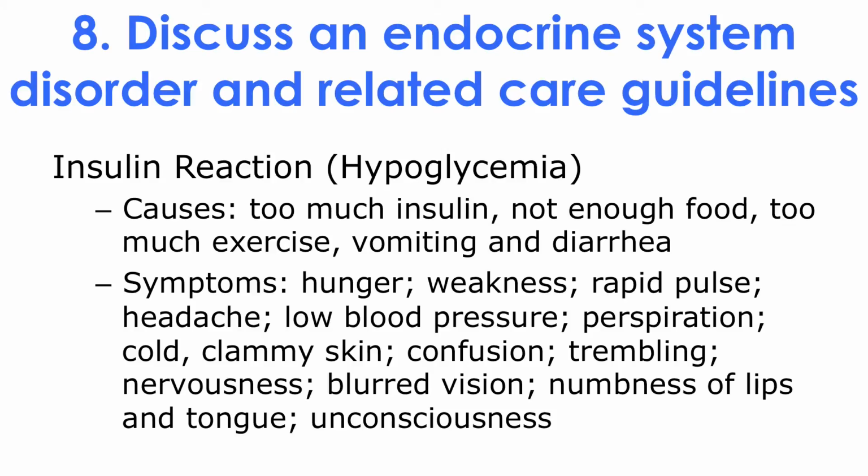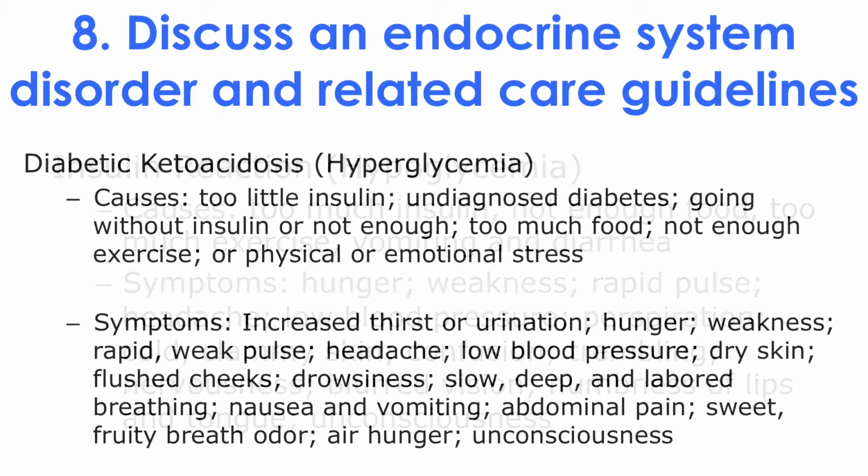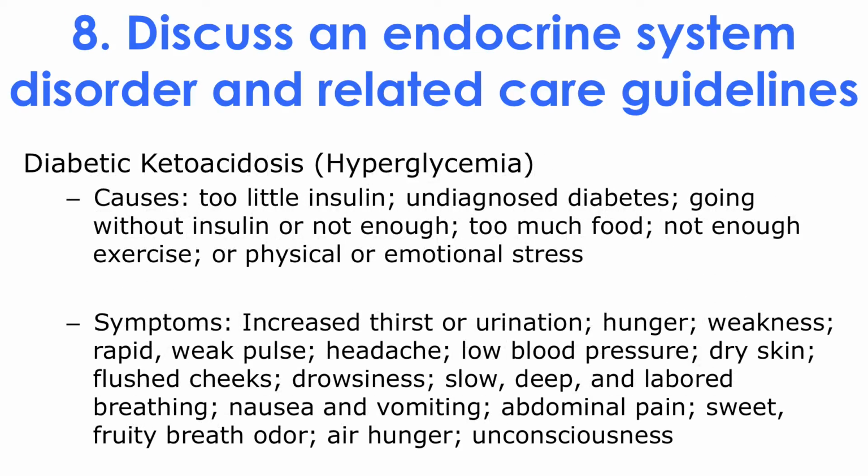So if somebody becomes hypoglycemic, right, the opposite of hyperglycemia or the diabetes, then there are also problems that can occur, okay? So when we talk about hyperglycemia or diabetic ketoacidosis, the cause is too little insulin. So the blood sugar now goes too high. This also happens when somebody is not diagnosed early with diabetes. All right, if a person doesn't take the insulin, or not enough, or not enough exercise, or physical or emotional stress can occur.